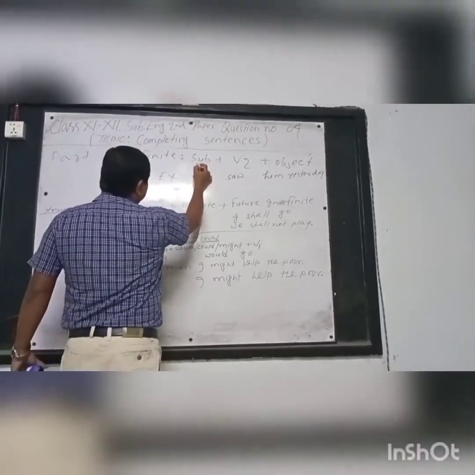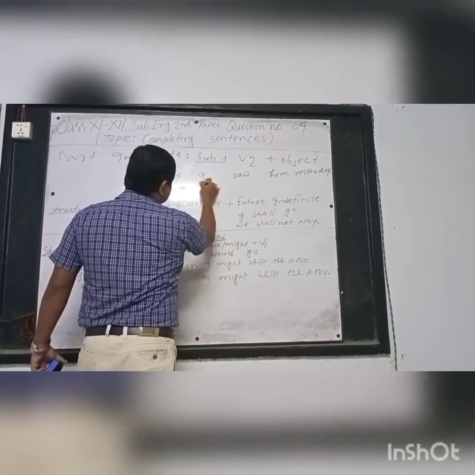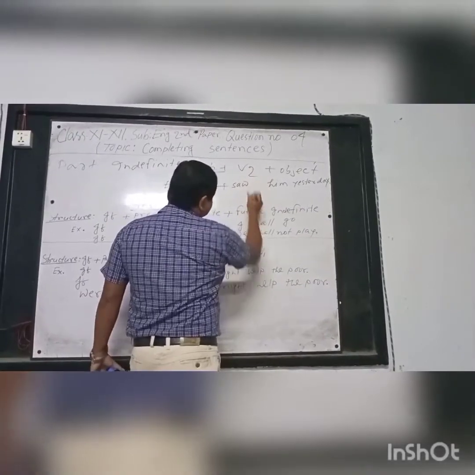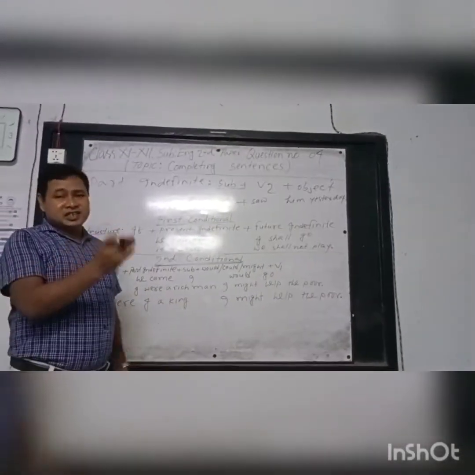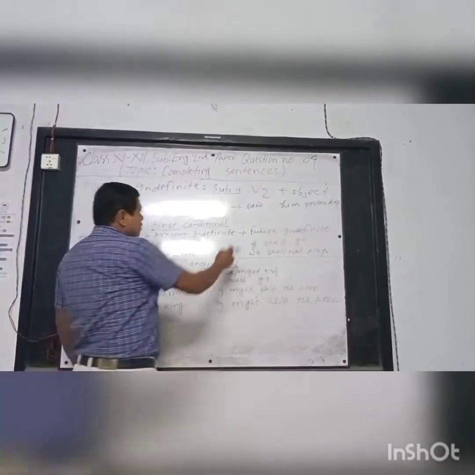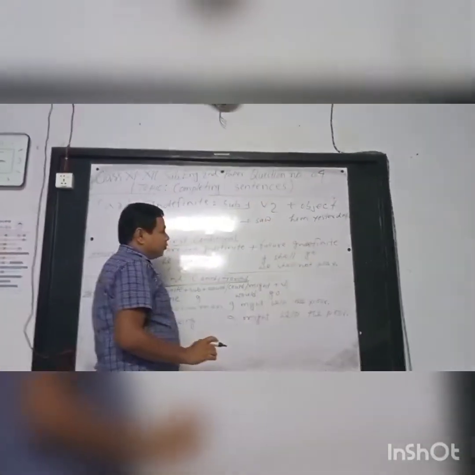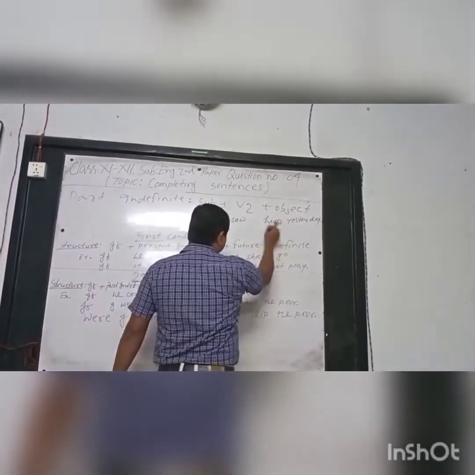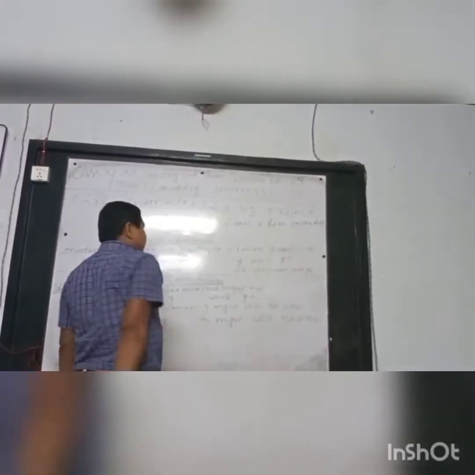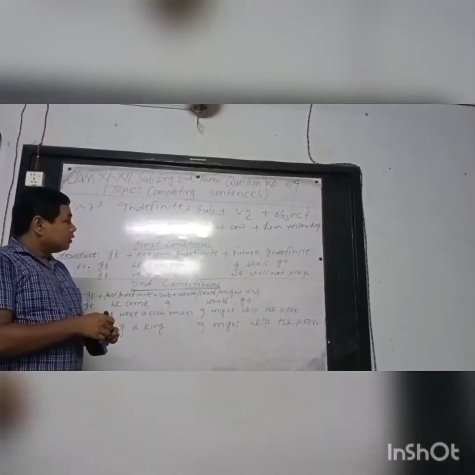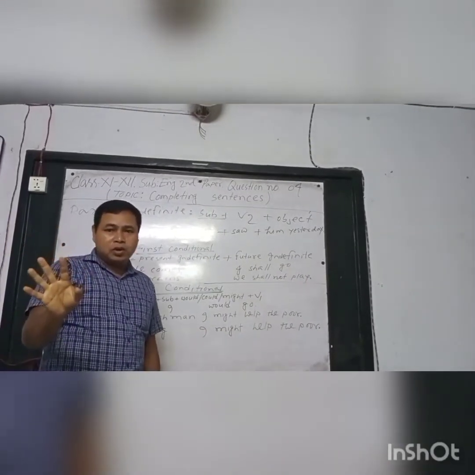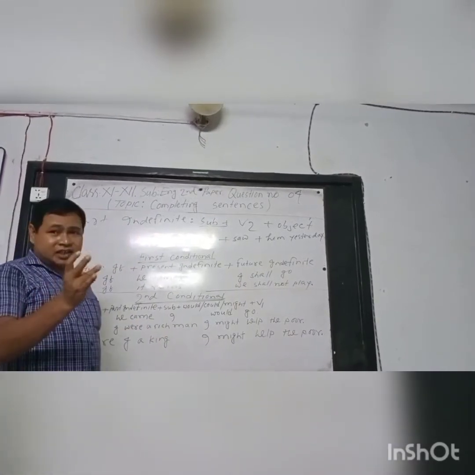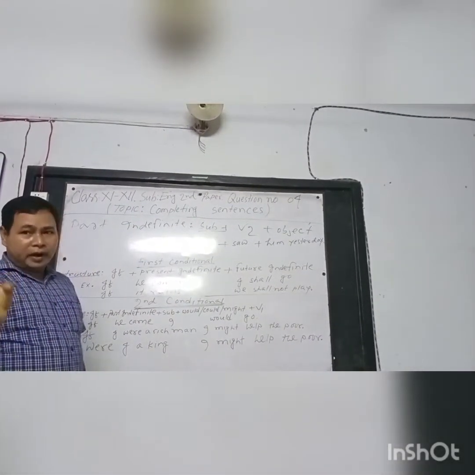Look at the structure. First comes subject, so I is the subject. Then V2. V2 means the second form of verb. Such as see is the base form, then saw, this one is the second form. And then object, him. I saw him yesterday. Now is it clear to you? What is V2? V2 means the second form of verb, like see, saw, go, went.